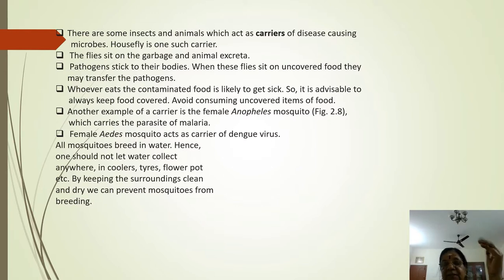So the malarial parasite has two hosts, one is the mosquito, another is the human. The mosquito is called the primary host and the human the secondary host. I hope you understand. So the example carrier is the female anopheles mosquito which carries the parasite of malaria. Then the female Aedes aegypti acts as a carrier for dengue fever, the dengue virus. And all these mosquitoes breed in water. Hence, one should not let water collect anywhere in coolers, tires, flower pots, etc. By keeping the surroundings clean and dry, we can prevent mosquitoes from breeding. I hope you are able to follow this. So this is how vector-borne diseases affect us.